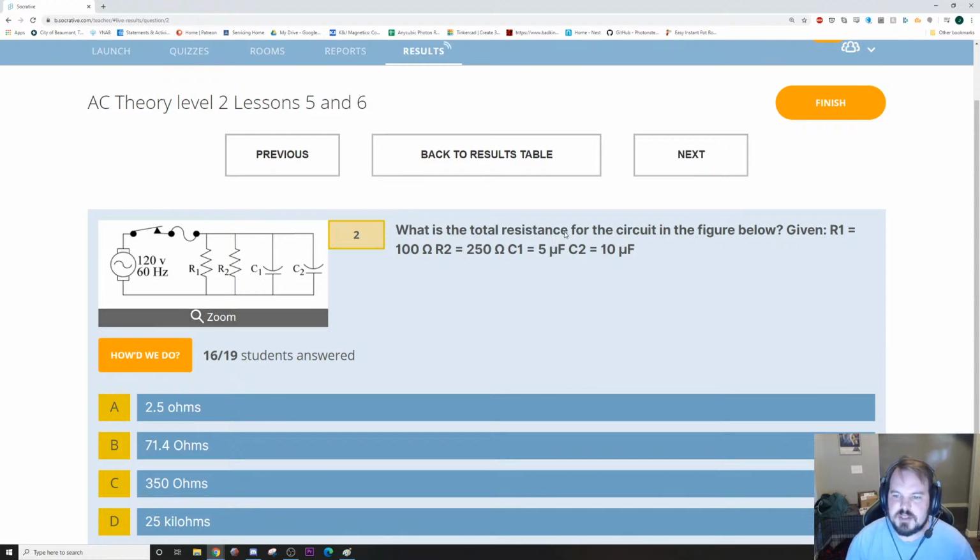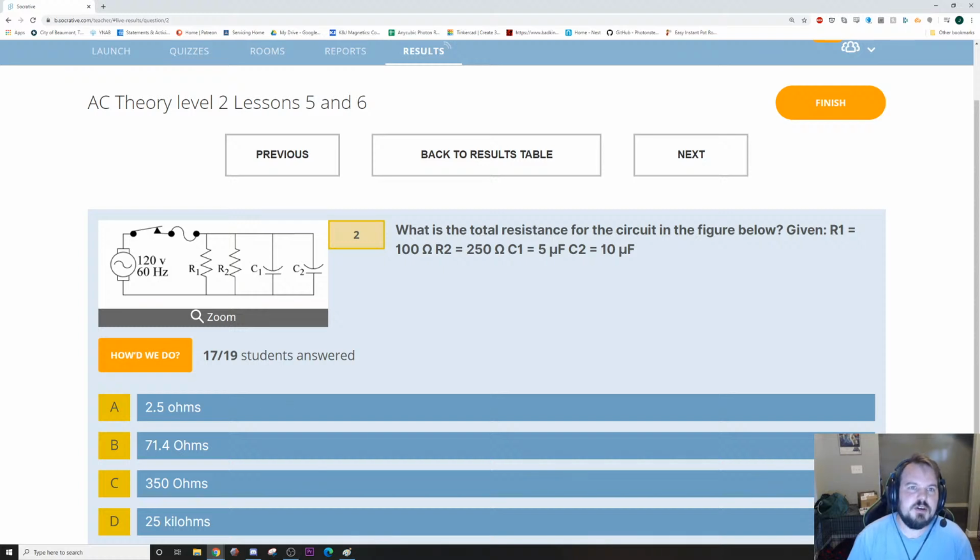Alright, what is the total resistance for the circuit in the figure below? Ooh. It's a good one. Given R1 equals 100 ohms, R2 equals 250 ohms, C1 equals 5 microfarads, and C2 equals 10 microfarads. This is a good question. So, how do you combine resistors in parallel? With the Pythagorean, not the Pythagorean Theorem, with the reciprocal method. You can't just straight up combine all of these.